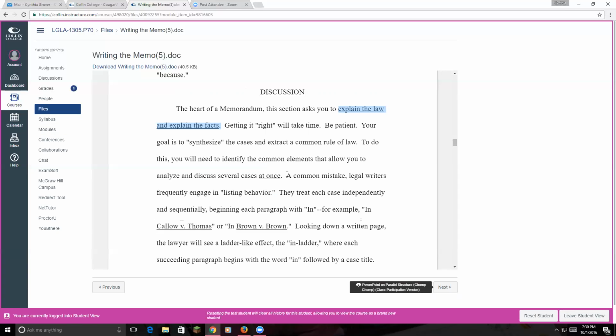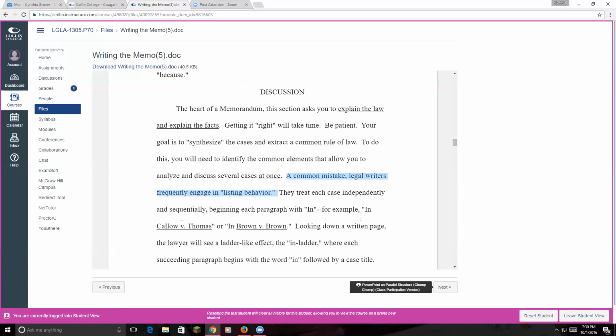Okay, one thing, let's talk about this one. This is a really common issue, and this is one of my weaknesses when I was first an attorney. The writer here is calling it listing behavior.